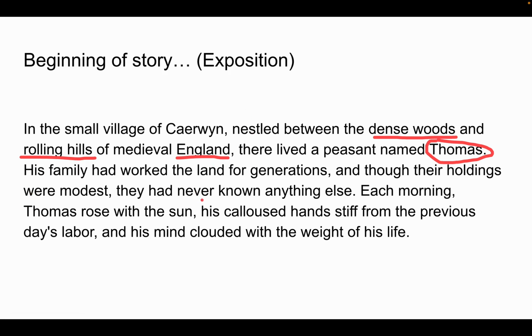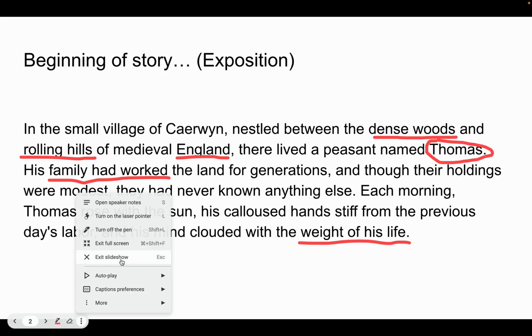As we look at the rest of the exposition, we're starting to see how society has influenced Thomas as a person. It talks a little bit about his family, peasants forever, working the land forever for a king that we'll meet later on, and going through what each day of his life looked like. And obviously he's not happy with it. The weight of his life is heavy. He doesn't like his life. So kind of a bummer to start out.